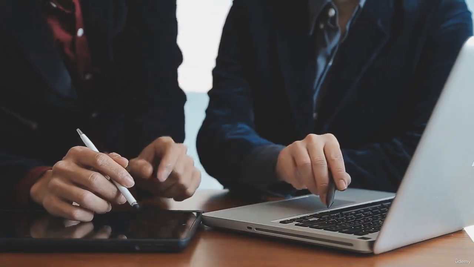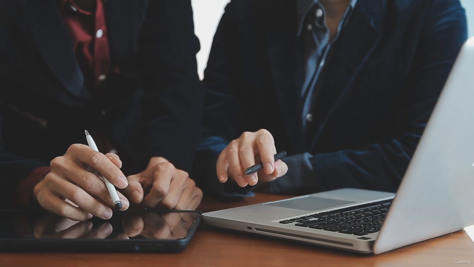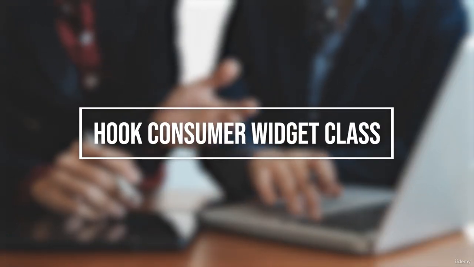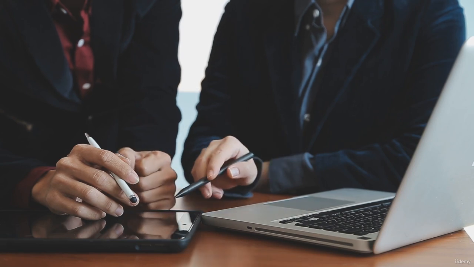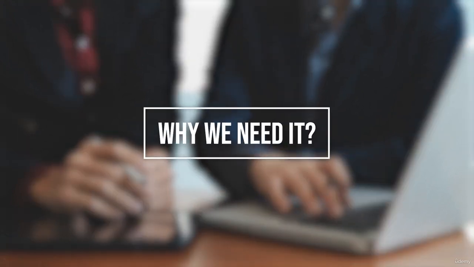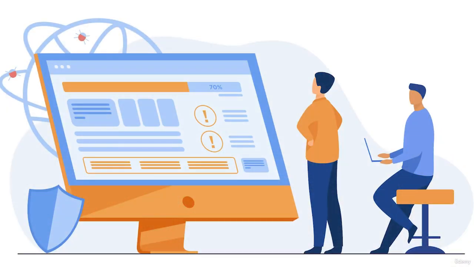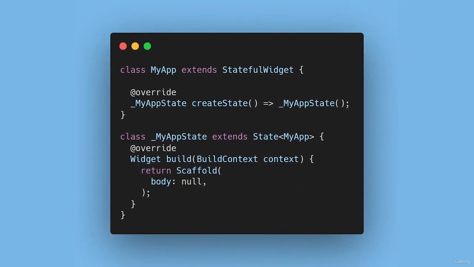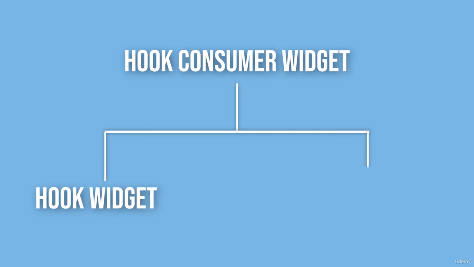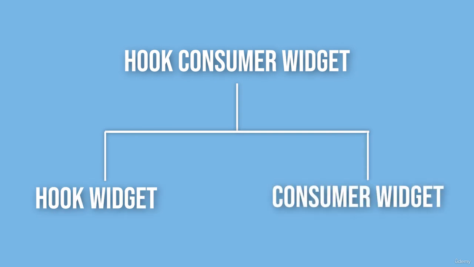The next part I'm gonna explain is the Hook Consumer Widget class. And later in this video, I will explain why exactly we need it. We will be using it instead of stateless and stateful widgets classes. We can start by breaking the Hook Consumer Widget into two classes. One would be Hook Widget, and the other one, Consumer Widget.